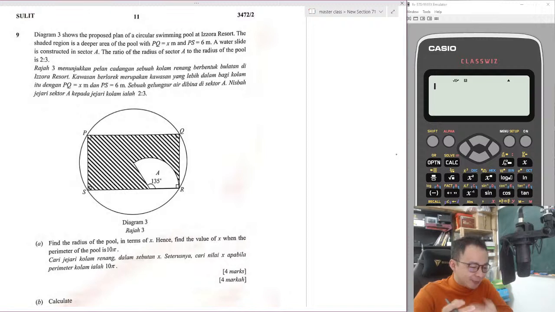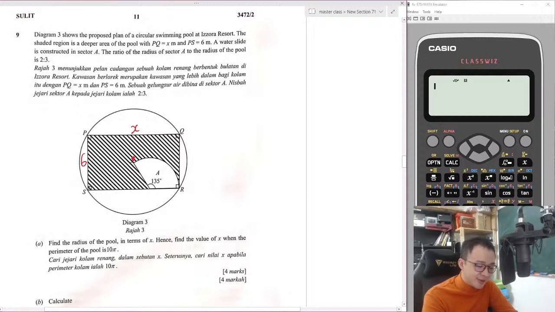Okay, number 9. Basically, you have a circular swimming pool at some resort. The shaded region is the deeper area. PQ is x here and PS is 6 here. The water slide is constructed at sector A. So this one is a water slide. The ratio of the radius of sector A to the radius of the pool is 2:3.